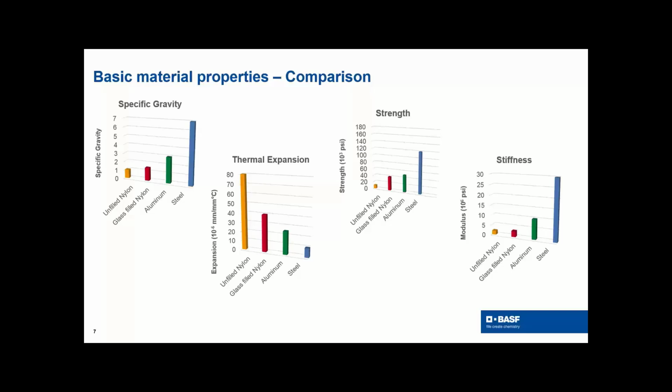And then the last one is stiffness. This one's a little more challenging. As you can see, the unfilled plastic nylon in this case, and the glass-filled, the reinforced plastic, is significantly less than the steel and even less than the aluminum. Knowing that, it's a challenge, but that never stopped us. We can get around that, and we'll see how we do that later in the presentation.